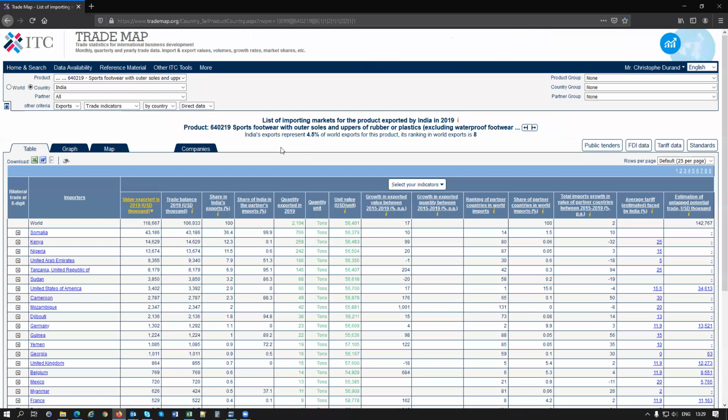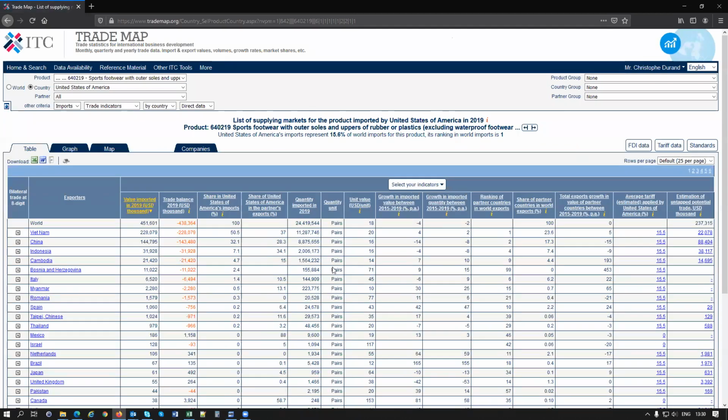So for India, we have data reported in tons. So basically, we sum up all the different tons and we get the total in tons. If I switch to the USA, then everything was reported in pairs and the total is reported in pairs, right? So from a general point of view, the total quantity for a given reporting country is always the data as reported in the unit we are looking at.